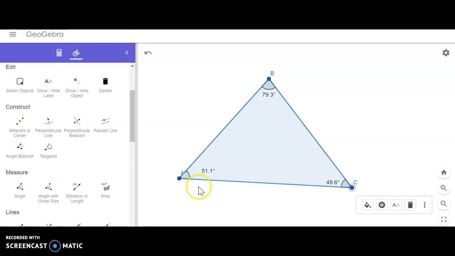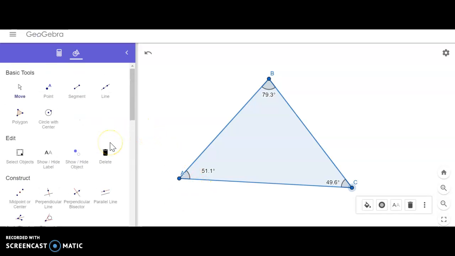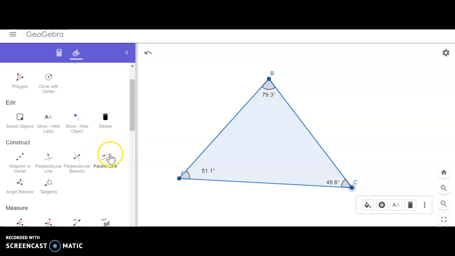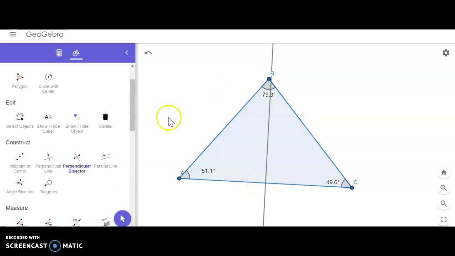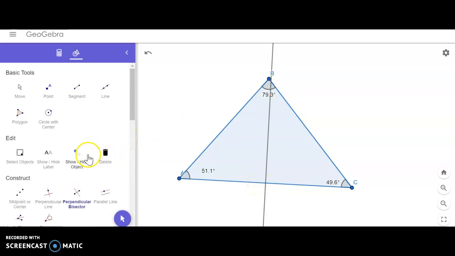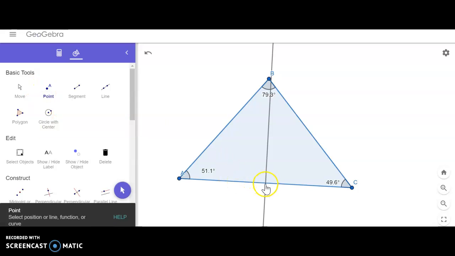So the first thing we're going to do is create something for perpendicular bisectors. We're not going to mess around with doing what we've done. We're going to use the GeoGebra Genius. And so down here in construction, we're going to grab this perpendicular bisector. So I'm going to grab that perpendicular bisector, and I'm just going to click on a leg length, and it creates a perpendicular bisector.